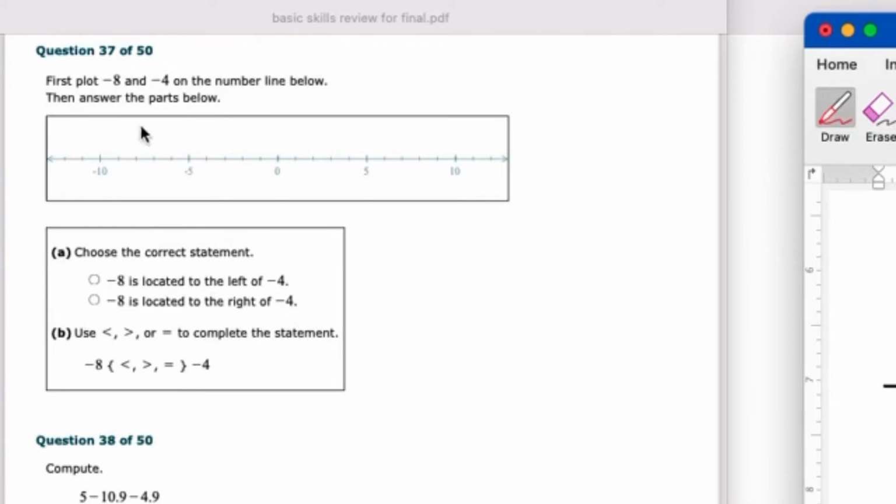All right, -8, -4. -8 is located to the left of -4. -8 is located to the right of -4. Which way is it going to be? -8 is to the left or to the right of -4?